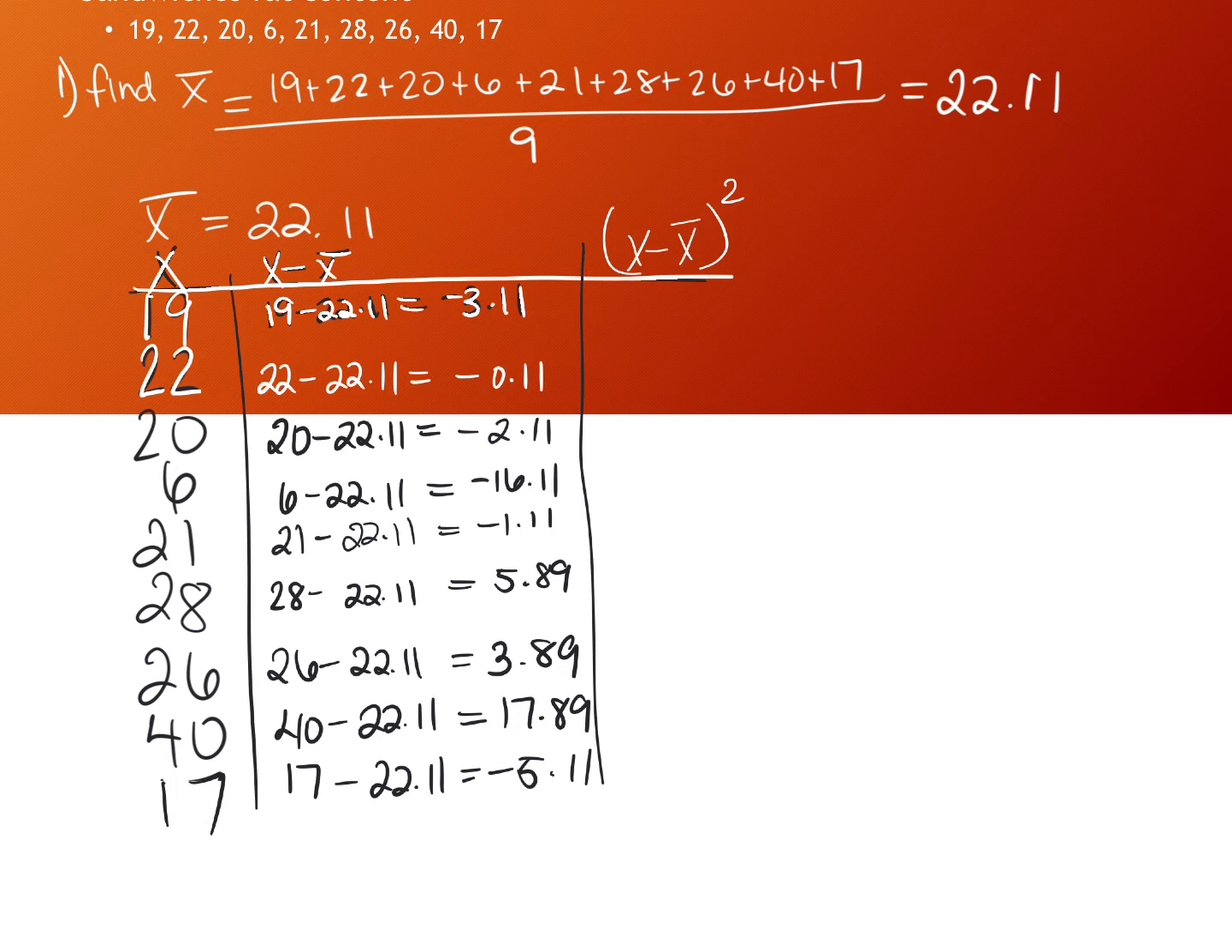Square them, write it down. Take the square. We're finding the square of all of those deviations. 5.89 squared.